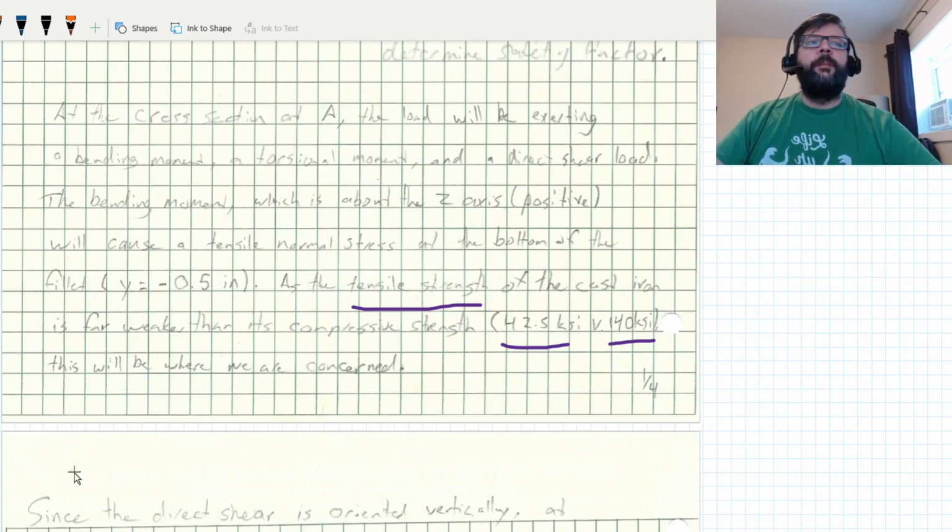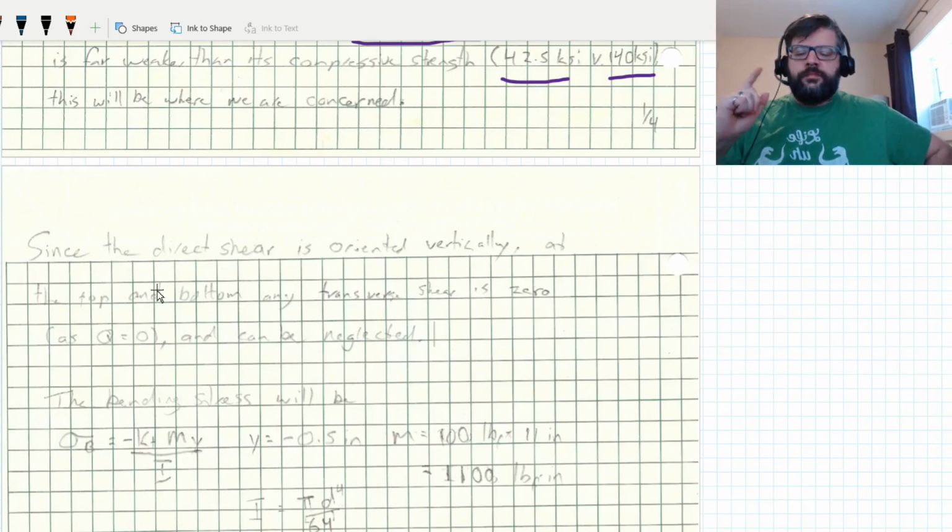So anyways, that having been said, we've got our direct shear oriented vertically. So at the top and at the bottom of the cross section, the transverse shear is going to be 0, because we've got our Q equal to 0, and so we can neglect the transverse shear caused by the direct shear.